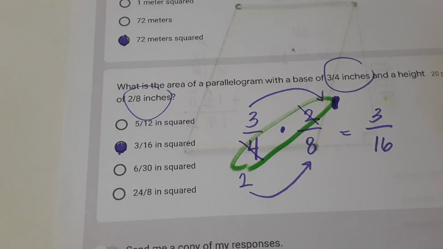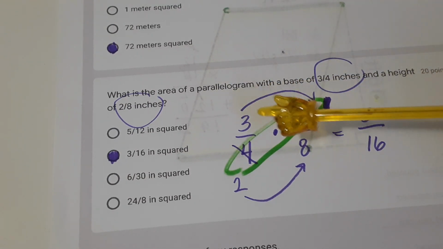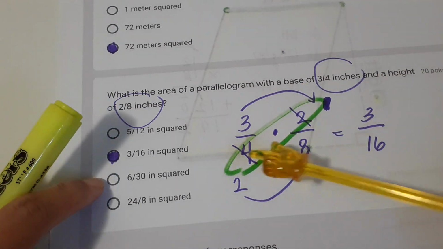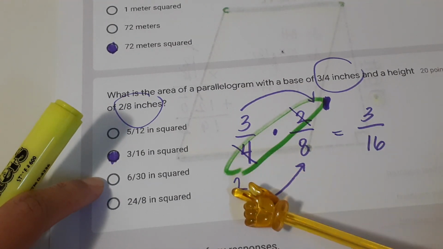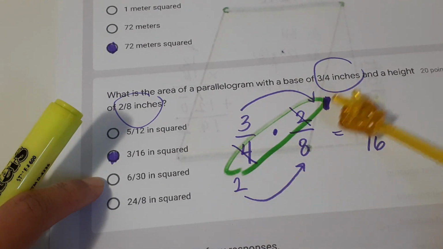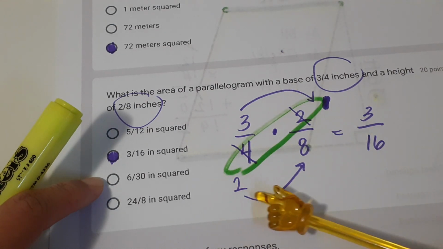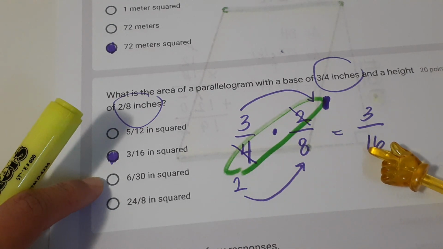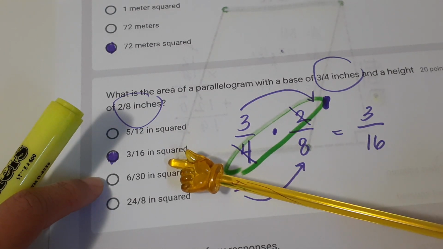Now, we're going to go on to the next problem. We have 3/4 times 2/8. When you multiply this, remember we used to simplify in class this way. You can divide the 4 by 2 and you can divide the 2 by 2, and you're going to get 2 and a 1 here. Then you multiply across and you get a 3. You multiply across, you get 16. The answer is 3/16 inches squared.